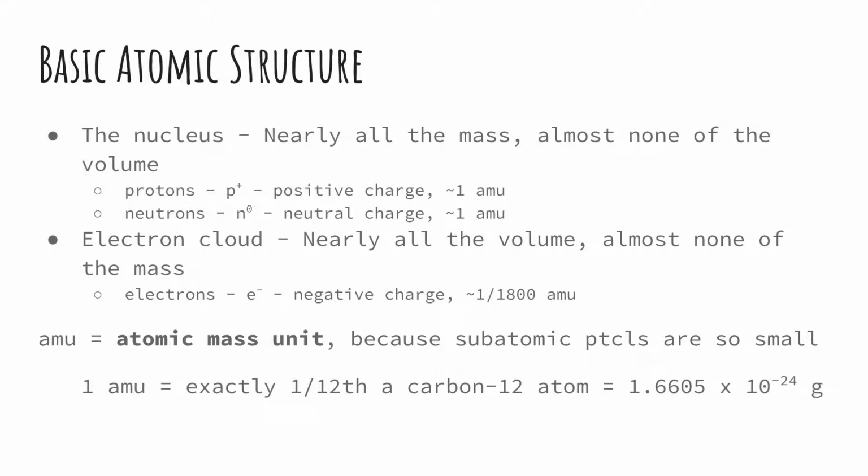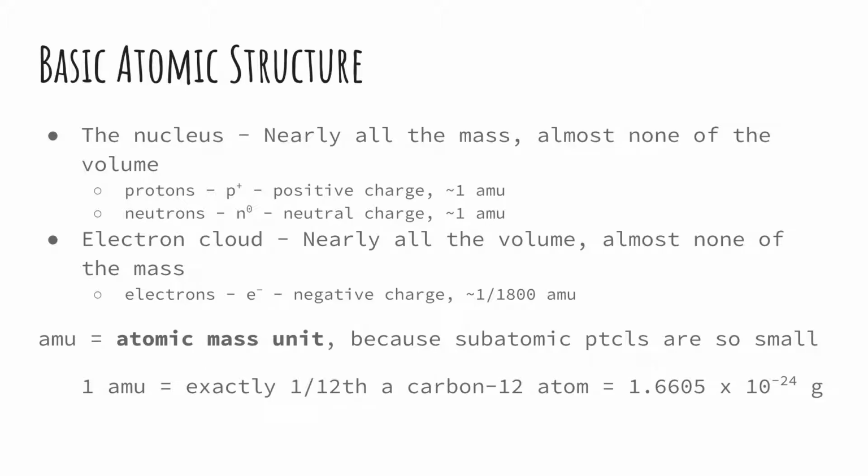Now, really quick, we record these things in atomic mass units because subatomic particles are incredibly small, and it's annoying to talk about them in terms of grams or kilograms. And 1 atomic mass unit is defined as exactly 1/12 the mass of a carbon-12 atom. 6 protons, 6 neutrons, 6 electrons. Thus, 1/12 of that, 1.6605 times 10 to the negative 24th grams.